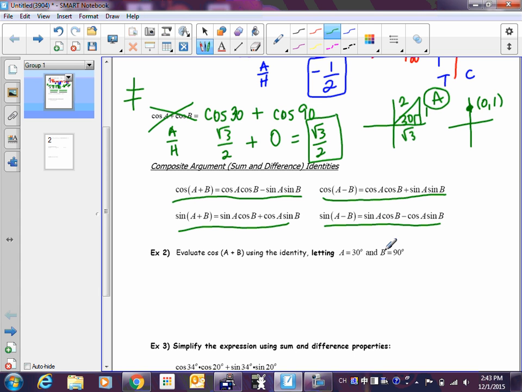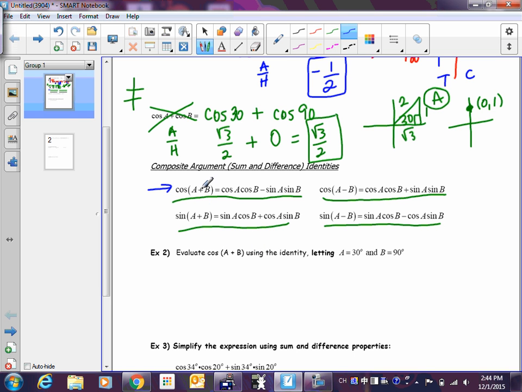Okay, so the first time you're looking at them, you're going to get them mixed up. So just make sure you're always looking back at it. So when we're doing a problem, like example 2, it says evaluate cosine of a plus b. Now I already know the answer is -1/2, by the way. I already did that earlier. But let's use the formula. Let's confirm that we get the same answer. So I have to use this formula right there.